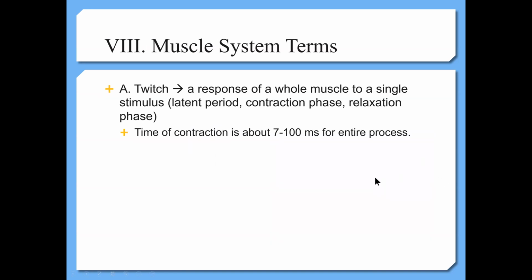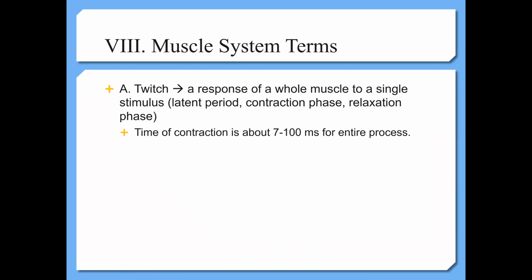Muscular system terms: we have a twitch, a response of a whole muscle to a single stimulus. So you get one stimulus. If you were doing a physiology lab, and you take physiology as a separate course, you probably will do some type of frog leg preparation where you isolate the nerve. You'll put a stimulating device on the nerve to the frog leg and stimulate the leg, and you will get a twitch. You'll have a piece of string attached to a tension meter, and you'll do a recording during that period of time.